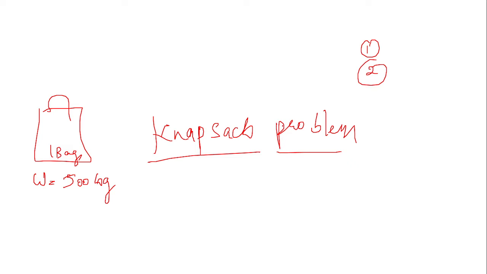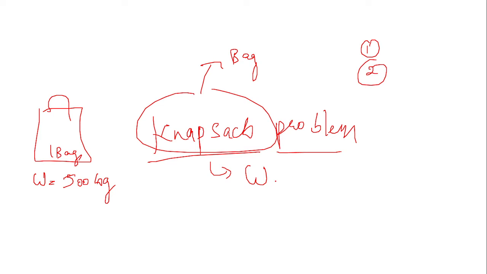In the same way, the knapsack problem also works in a similar fashion. Here you will be given a particular bag; knapsack means bag. They will give you the maximum weight W that the bag can hold, and they will give you some products, like 4 or 5 products, along with the weight of each product as well as the cost of each product.